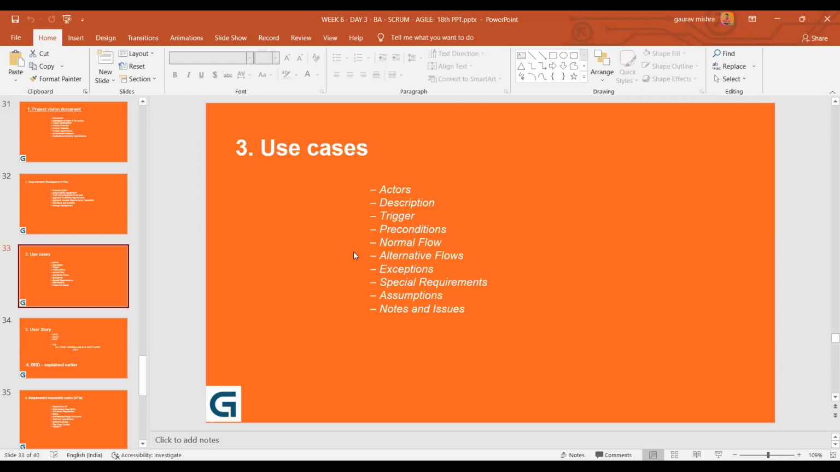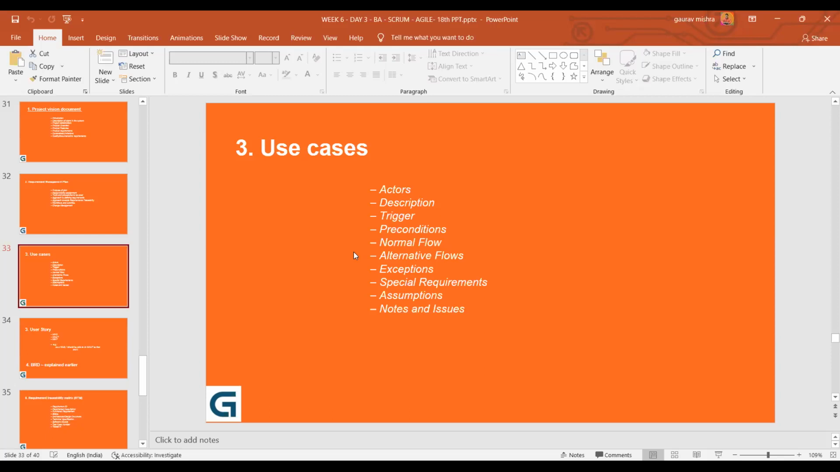Assumptions will be there, that you will cater in the assumptions and notes and issues. If any exist, you will cater them into notes and issues. So that will go under the use case. But remember, now this has been taken over or replaced by the user story. So you should be very much aware of how to write a user story. Today we will also look at how to write a user story, but for the use case document, if we need to create one, are you good that you understand what all the key elements will come?